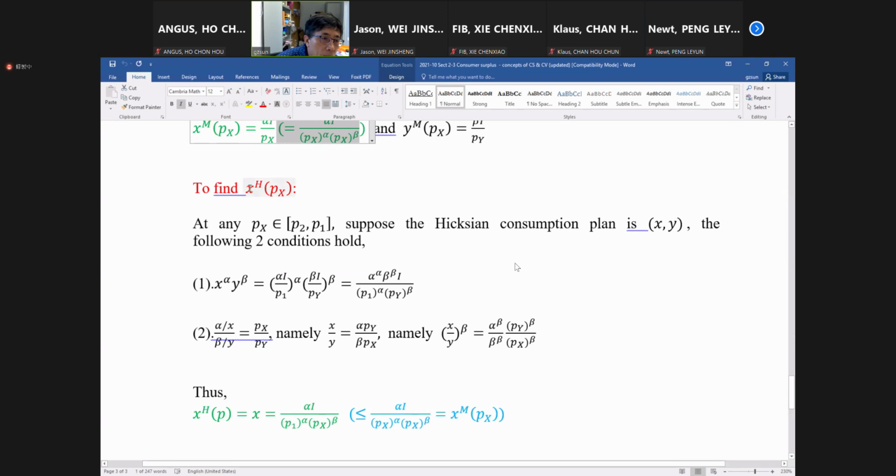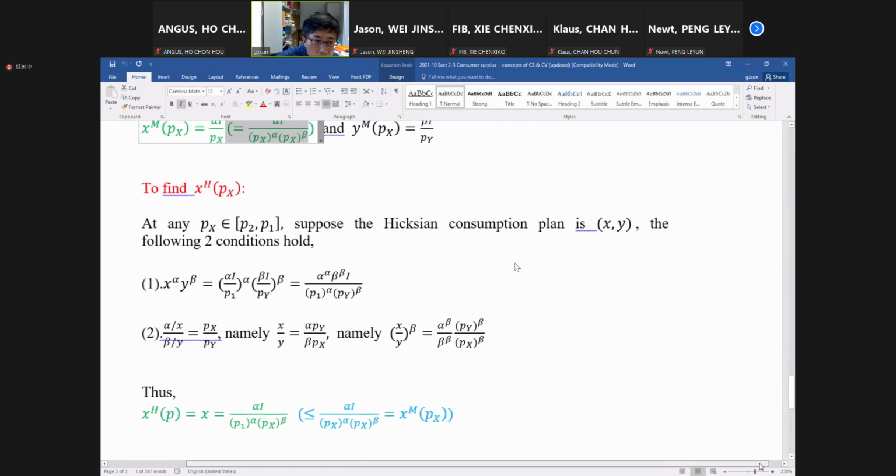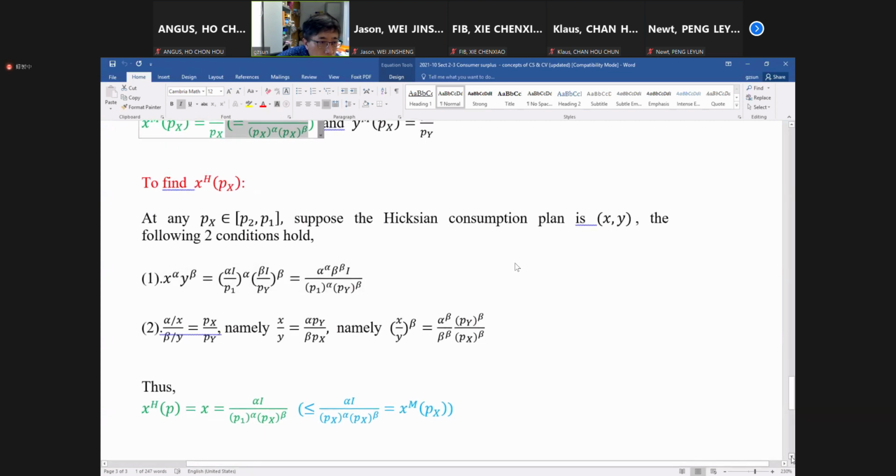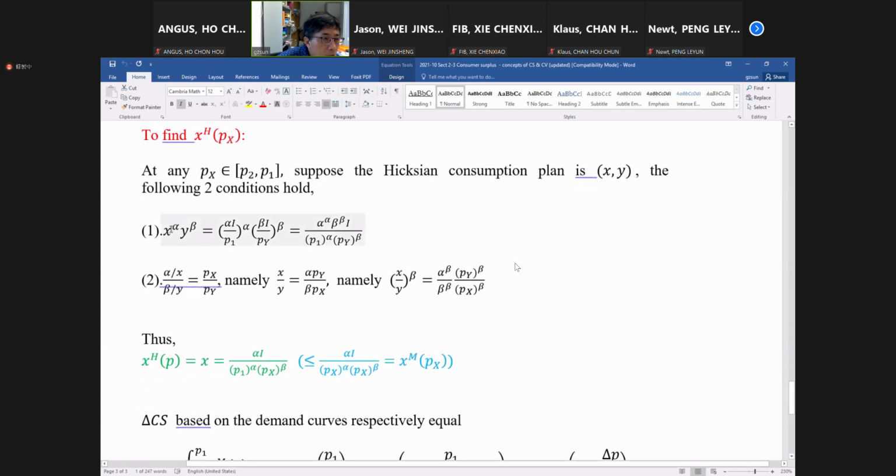Now let's consider Hicksian demand. At any price level, suppose the Hicksian consumption plan is X and Y. Then the following two conditions must be true. One, utility doesn't change. If you plug X and Y into the Cobb-Douglas utility function, you get some utility, and this utility must be the same as the original utility level.